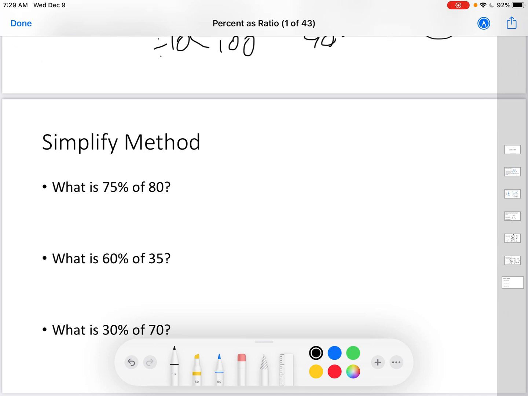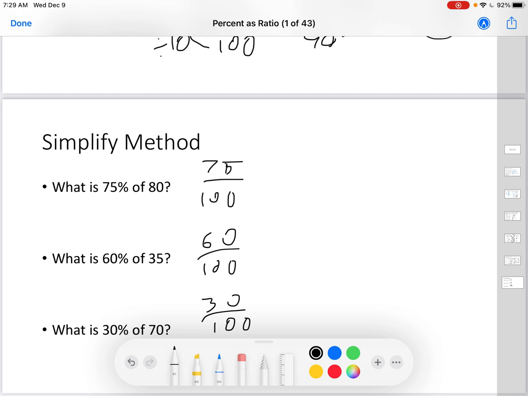All right, I'm going to start out by doing 75% is 75 out of 100. And I'm going to do 60% is 60 out of 100. And 30% is 30 out of 100. But why are they? Because they are percents, and percents are always out of 100.